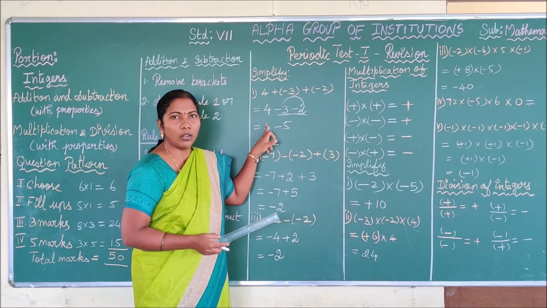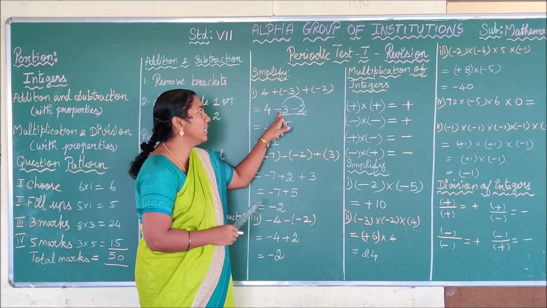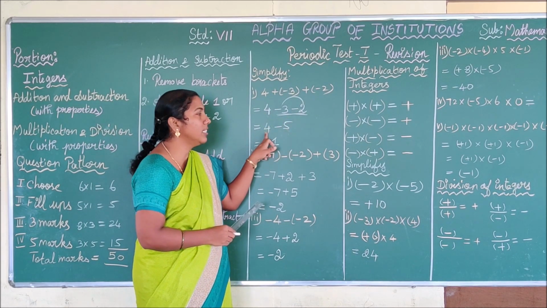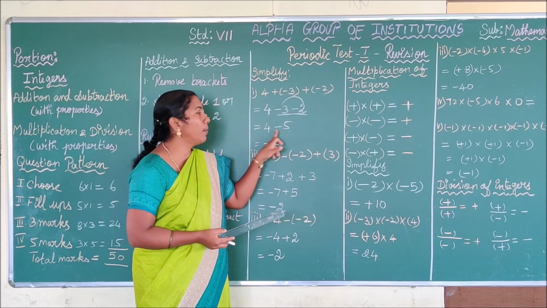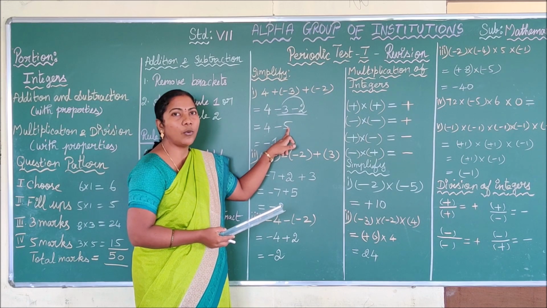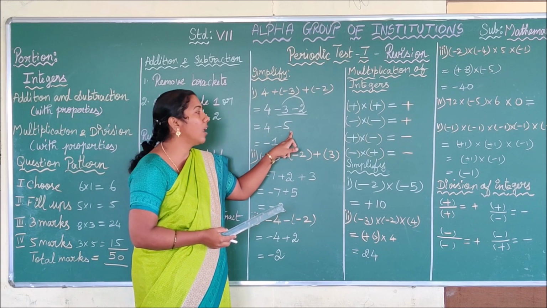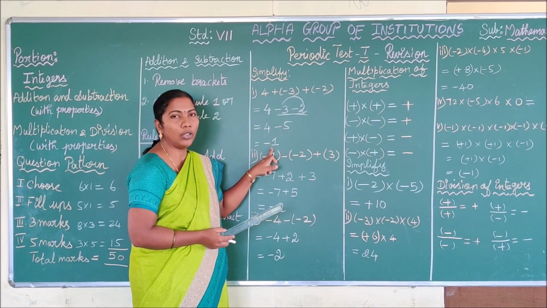Suppose if you choose 4 and 3 first, you have to apply rule 2. 4 minus 3 is 1. You can do this method also. So 4 minus 3 minus 2, what is your answer? Minus 5. See here the given two integers are in different sign. So you have to apply rule 2. Subtract the smaller number from the larger number. What is your answer? 1. And the result takes the symbol of the larger number. What is the larger number among the 4 and 5? 5. What is the symbol for 5? Minus. Thus we got minus 1.